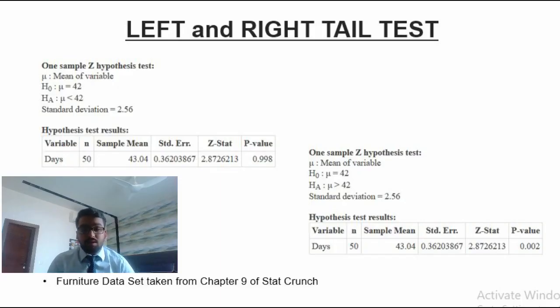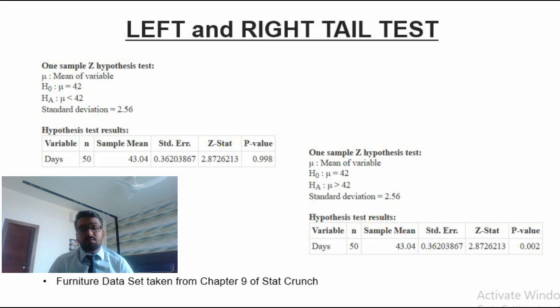Now that the two tail test and the one tail tests for left and right are done, we will compare the alpha values with the p-values of each test. For the left tail test, we have received a p-value of 0.998, which is greater than the alpha value of 0.05. This means that we accept H0. This H0 acceptance means that mu is indeed greater than 42.